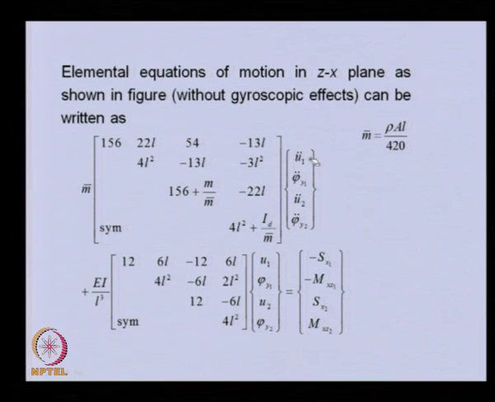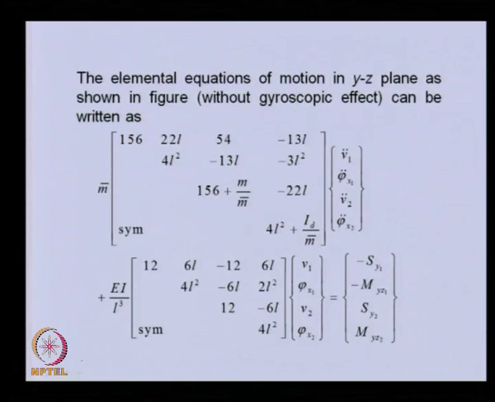So here we can see the stacking of the vectors u1, phi y1, u2, phi y2. So this is the stacking in one of the planes. Now in the yz plane, similar equations we can write, that is also without the gyroscopic effect, and in this also the mass matrix is exactly the same, only these variables have changed. Now here it is v1, phi x1, v2, phi x2.